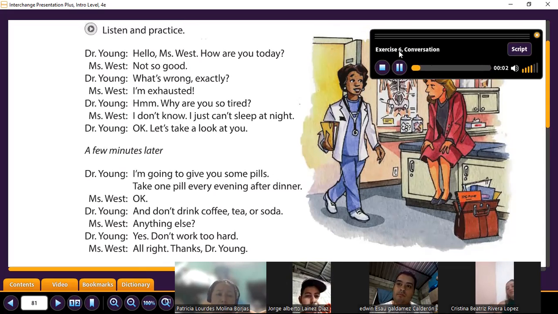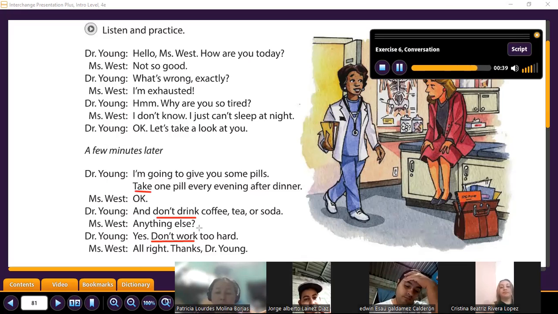Page 81, exercise 6, conversation. Don't work too hard. Listen and practice. Hello, Ms. West. How are you today? Not so good. What's wrong exactly? I'm exhausted. Why are you so tired? I don't know. I just can't sleep at night. Okay, let's take a look at you. I'm going to give you some pills. Take one pill every evening after dinner. Okay. And don't drink coffee, tea, or soda. Anything else? Yes. Don't work too hard. All right. Thanks, Dr. Young.